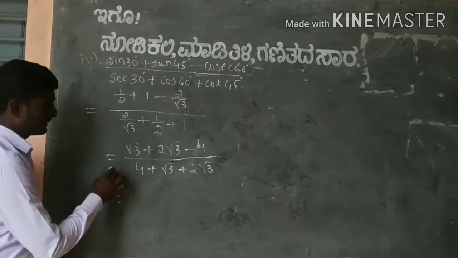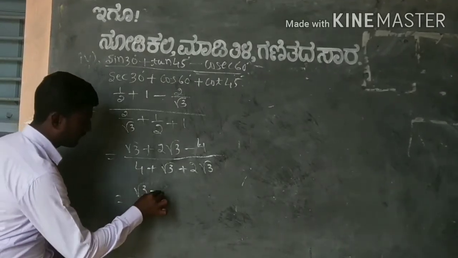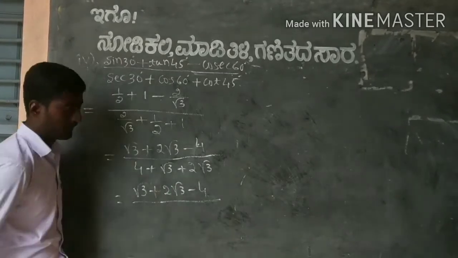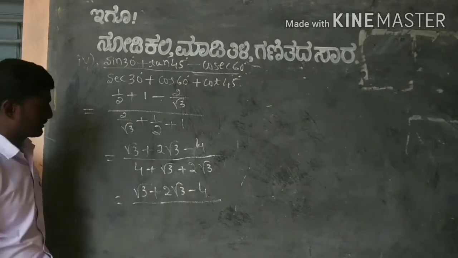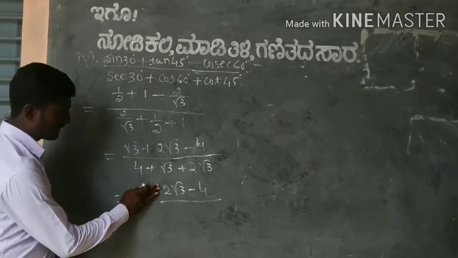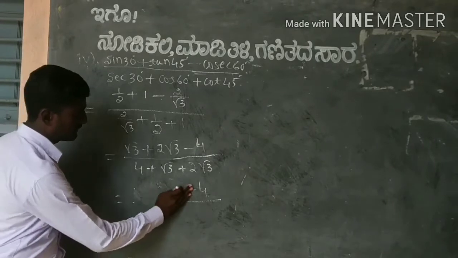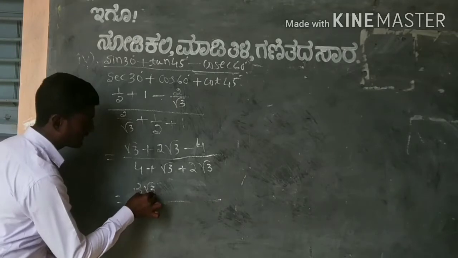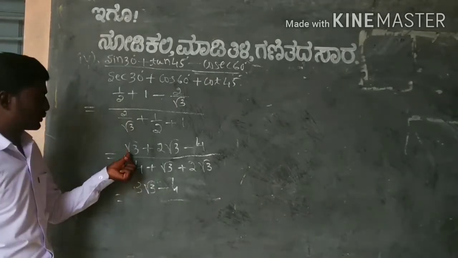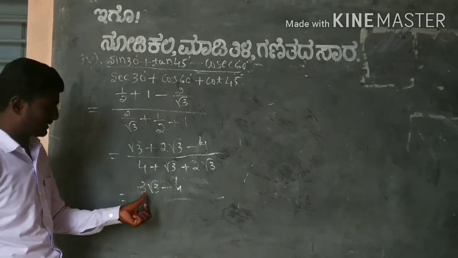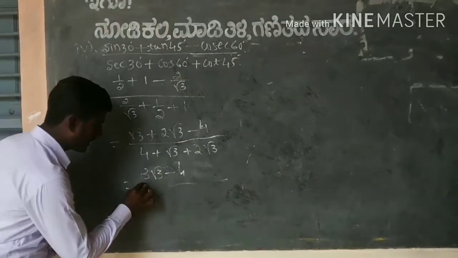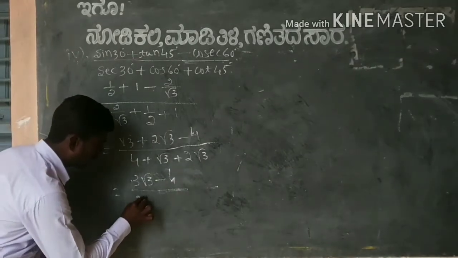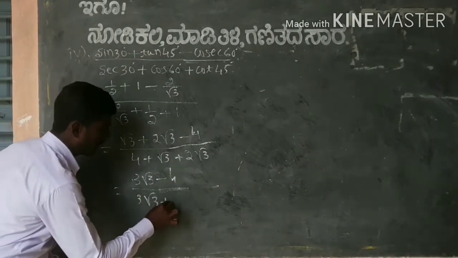Now I will write in this way. This is root 3 plus 2 root 3 minus 4 divided by. Now this is what? Root 3 plus 2 root 3. That I can write directly as root 3 plus 2 root 3 is 3 root 3 minus 4. Root 3 plus root 3, that is 1 plus 2 it is 3 root 3 minus 4 divided by. Here also root 3 plus 2 root 3, that is also 3 root 3 plus 4.